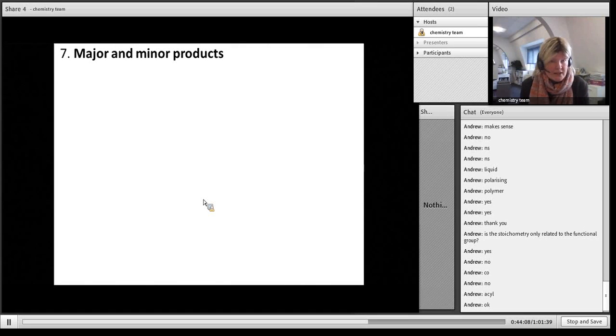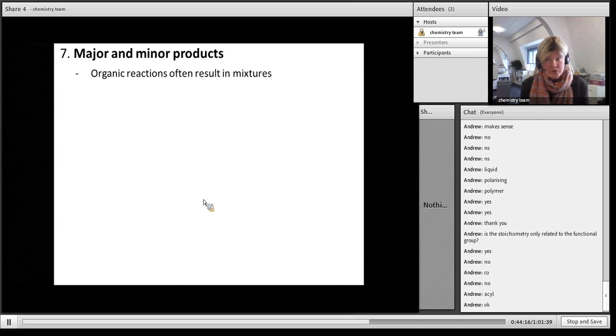Then the final step is also what you learned last year: the major and minor products. Organic chemistry, unfortunately, is not as though you can react A to form B and you get 100% of B. If I react A, I'll get mainly B, but I'll get a bit of C, and I might get a bit of D, and I might get a bit of E and F as well. So it tends to be a bit mucky.